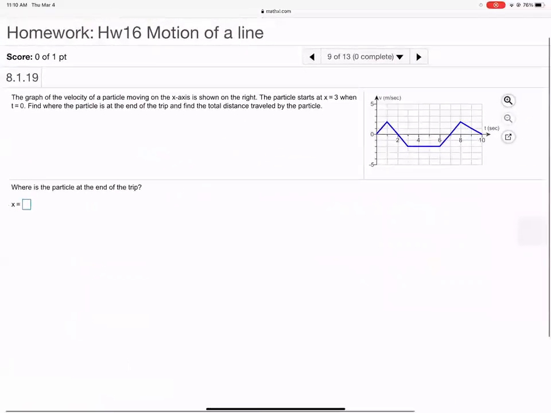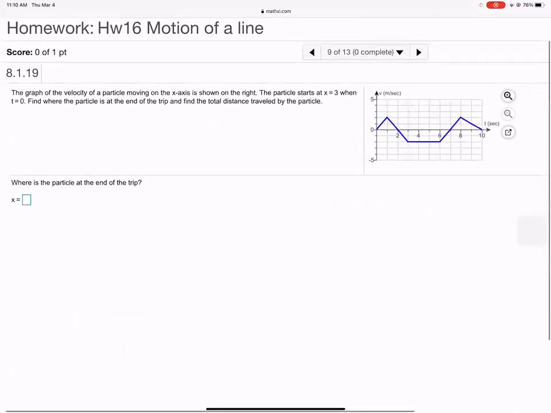Ko. Okay, so this next one is a very common type of question that you see. The graph of a velocity of a particle moving on the x-axis is shown to the right. The particle starts at x equals 3 when t is equal to 0. So they're telling us automatically that this particle is starting off at 3. You don't see that in the graph.